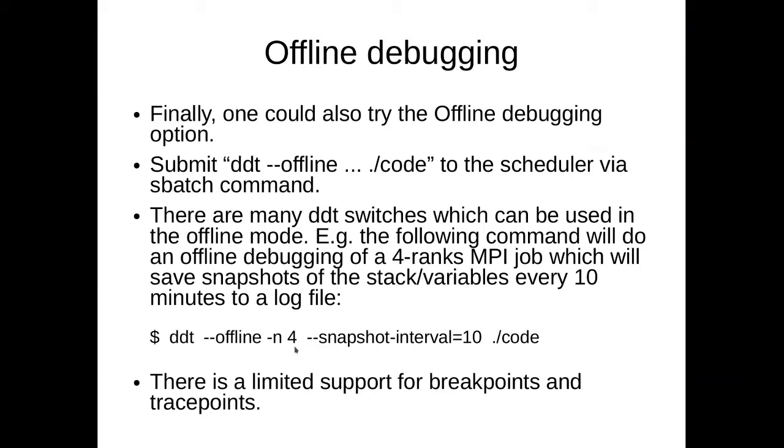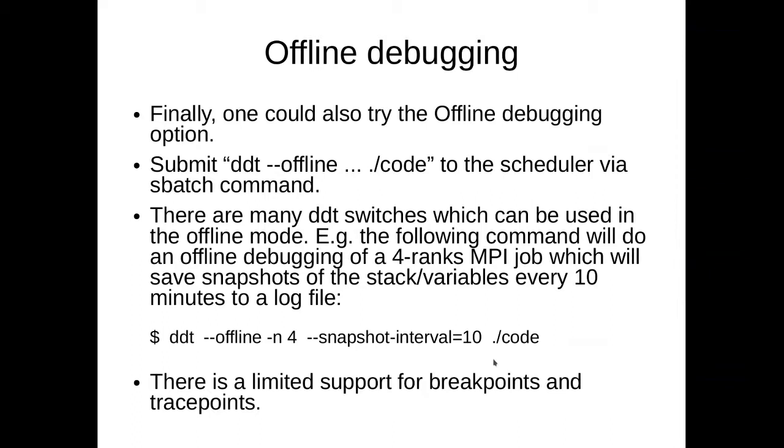If it's MPI code, you say -n and the number of MPI ranks you want to use. At the very least, you probably want to say --snapshot-interval equal to a number of minutes. In this case, every 10 minutes, the code will save the variable values in the current context it has at that point in time to a file. It's not super useful, but somewhat useful. And then the path to your code.